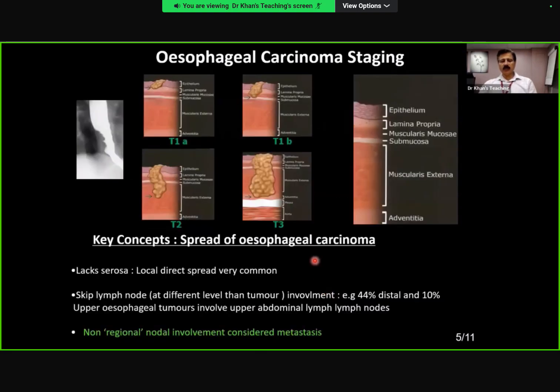And you see, in esophageal carcinoma, please remember there is no serosa. So tumor can go right and left into various organs, because serosa in a way confines a tumor in rest of the GIT, but here there is no serosa, there is adventitia. And this concept is why non-regional nodes are considered metastasis.